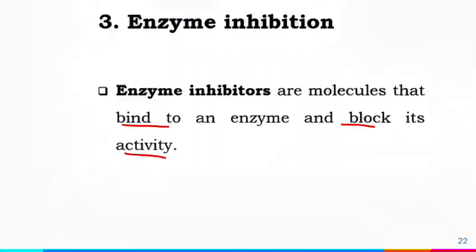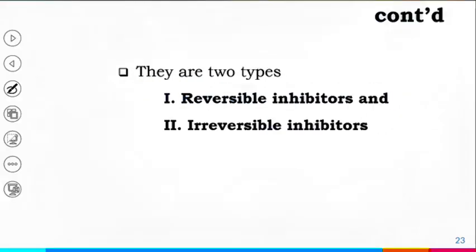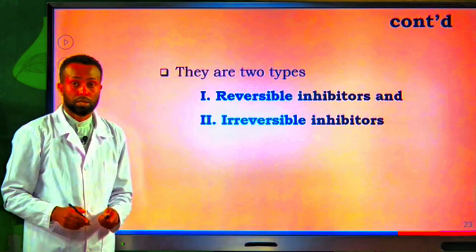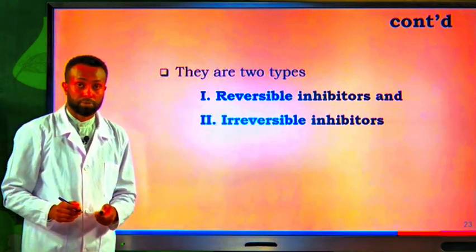diabetes. Enzyme inhibition. Enzyme inhibitors are molecules that bind to an enzyme and block its activity. So inhibit means it blocks what? The activity. There are two types of inhibitors, reversible inhibitors and irreversible inhibitors. Let us see one by one.